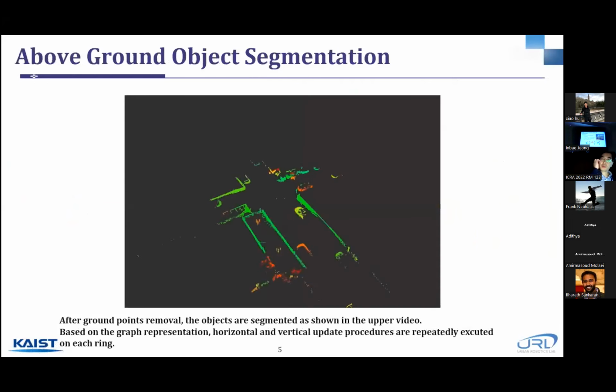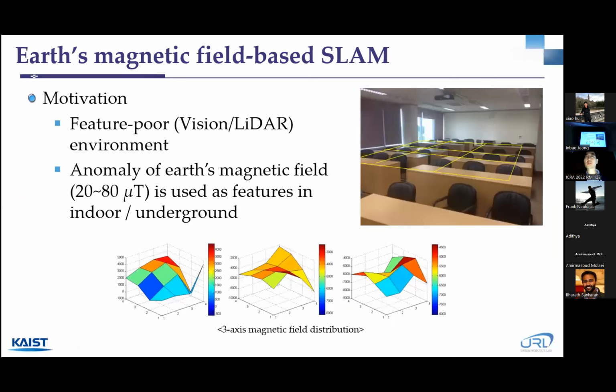So what happens if we have a feature-poor environment? In that case, we cannot use the vision or LiDAR sensors properly. So we have come up with the idea to use the anomaly of the Earth's magnetic field. So this will be used as the features in the indoor or underground situation. In most indoor environments, there are steel frames. So using the anomaly of the magnetic field due to the steel frames, we can localize the vehicle.